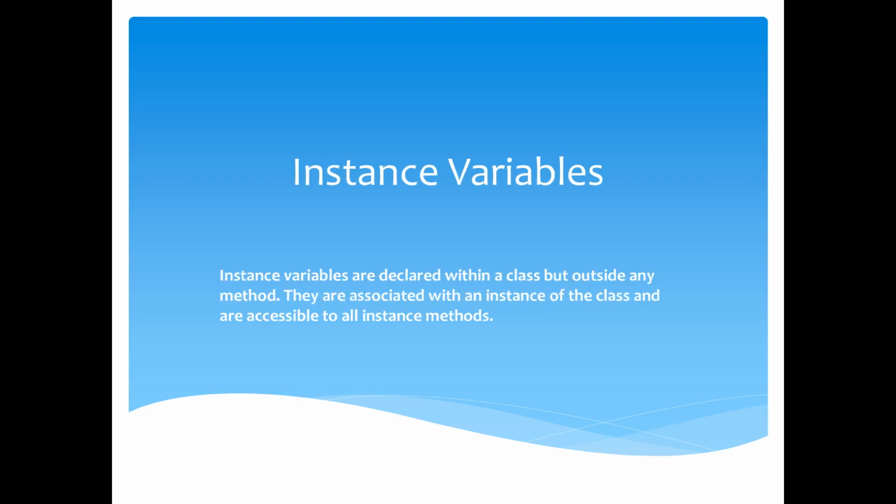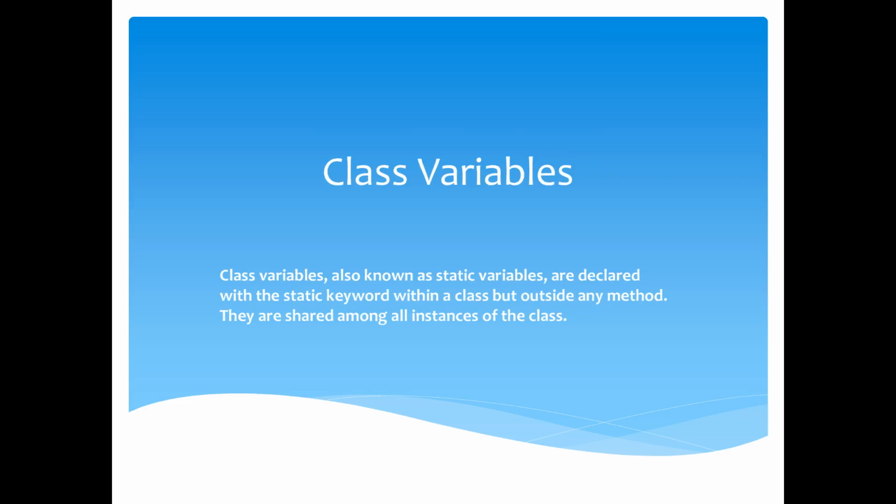Instance variables. Instance variables are declared within a class, but outside any method. They are associated with an instance of the class and are accessible to all instance methods. Class variables. Class variables, also known as static variables, are declared with the static keyword within a class, but outside any method. They are shared among all instances of the class.